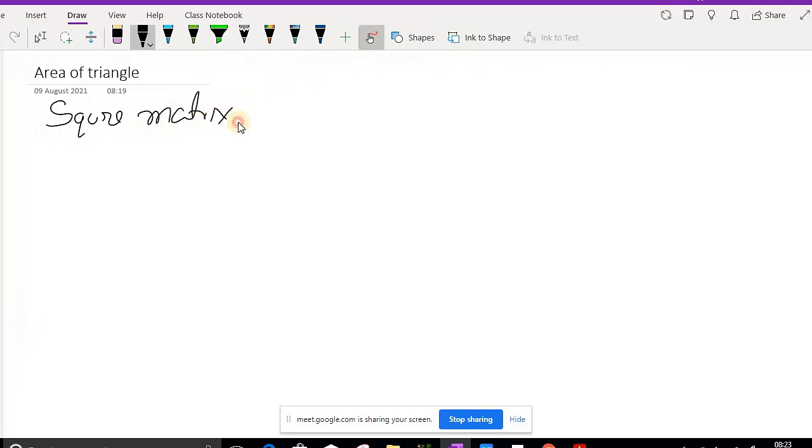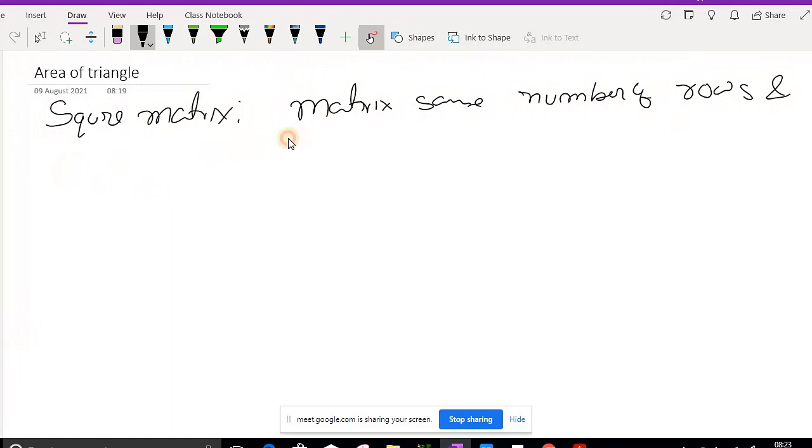Square matrix. What is a square matrix? Same number of rows and columns. A matrix with the same number of rows and columns. For example, a square matrix of order 1 has one row and one column.